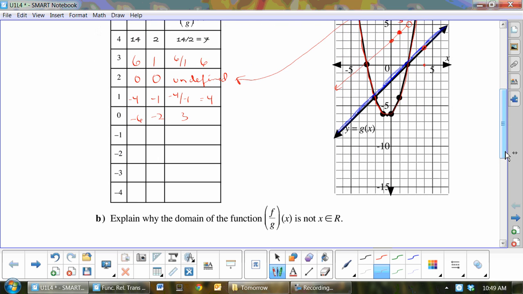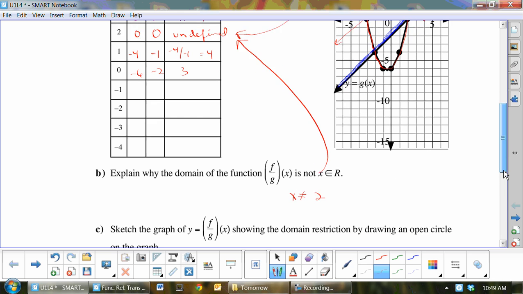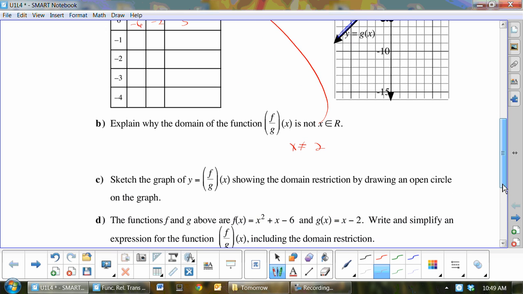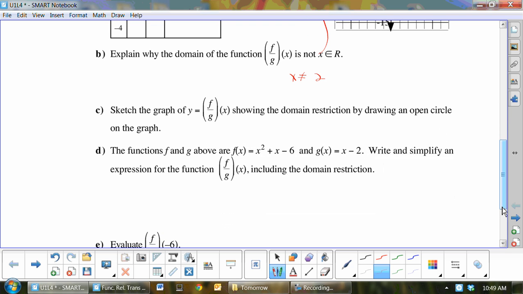Now, explain why the domain of f over g is not the reals. Basically we're saying that right there. It's not the reals because x can't equal 2. So we know it's not in the reals. It's not defined when x equals 2. Now, we did see already. Now here's the math part of it.